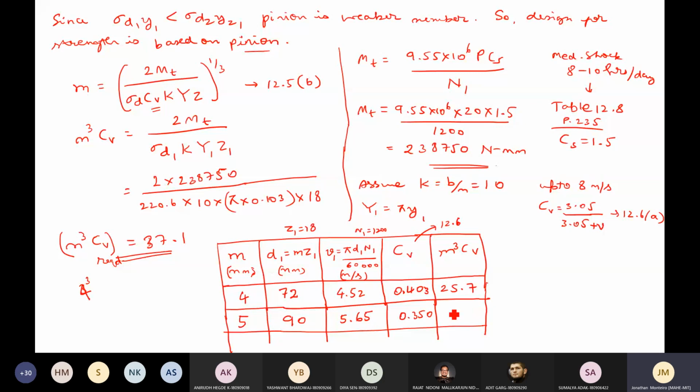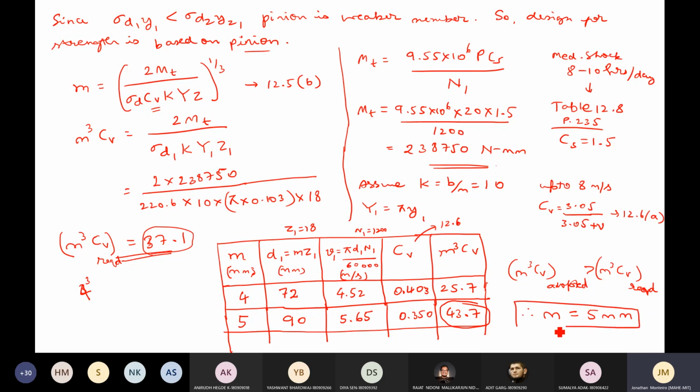Sir, 43.79. Correct, 43.7. So now it has just crossed, so you can say that this value is comparable to this, or I can say m cube CV which should be adopted must be greater than or equal to m cube CV which is required, but in this case it is already greater. Fine. So therefore m is 5 mm. So the module that we selected is 5 mm.